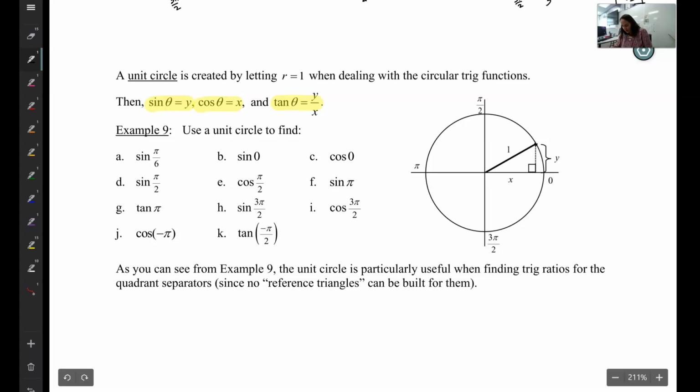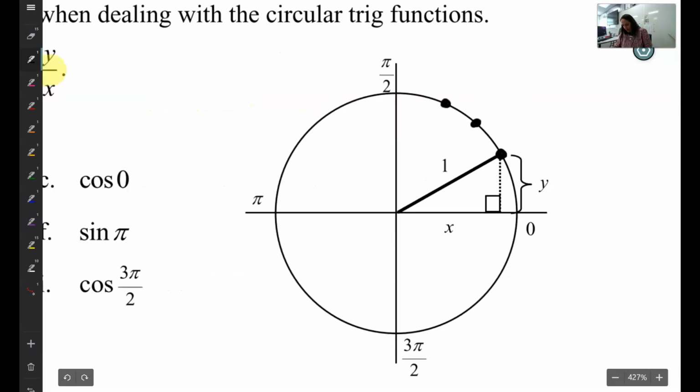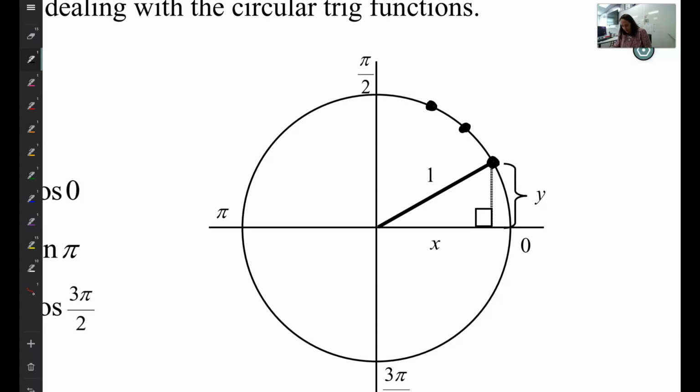Now to do that, we're going to make a couple points on this unit circle and label these. This is going to be our 30 degrees, or pi over 6. This one's 45 degrees, or pi over 4. And this one is 60 degrees, or pi over 3.